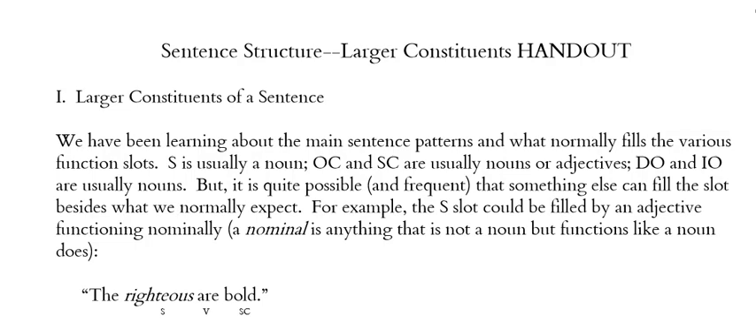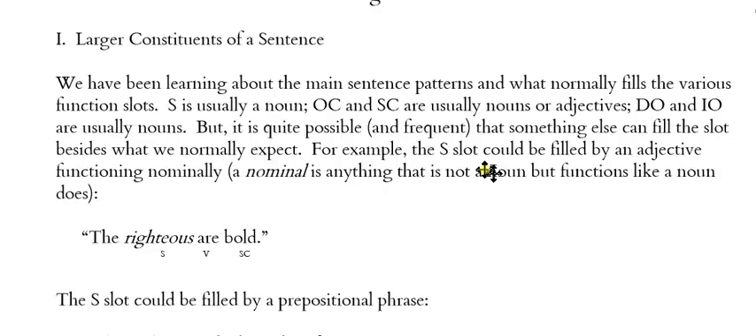For example, the subject slot could be filled by an adjective functioning nominally or substantively, if you know that word. A nominal is anything that is not a noun but functions like a noun does. And so in our example here, we have the righteous are bold as a lion. The subject slot could be filled here by an adjective. Okay, the righteous are bold.